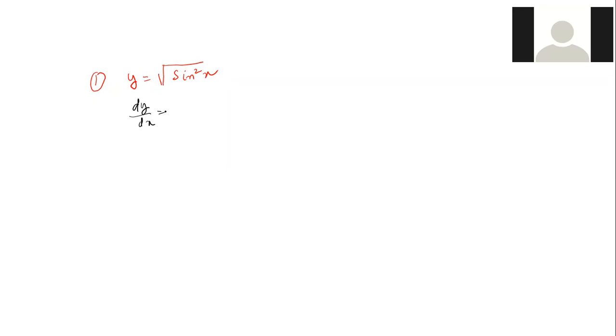Sir, why can't we directly cancel the square and root? That's already there. Okay, no problem, actually. So that will be plus or minus sin x? Only plus, sir. It will be mod of sin x.